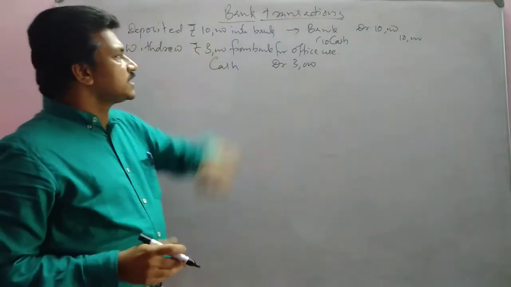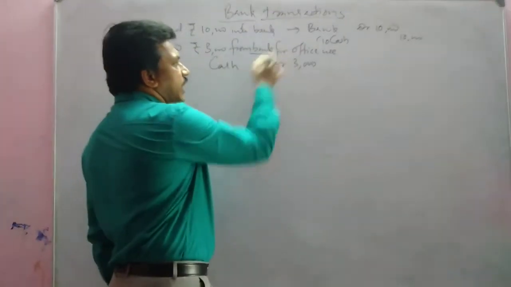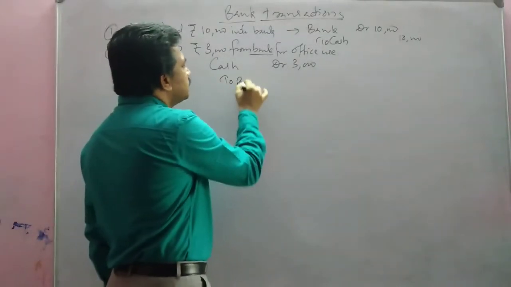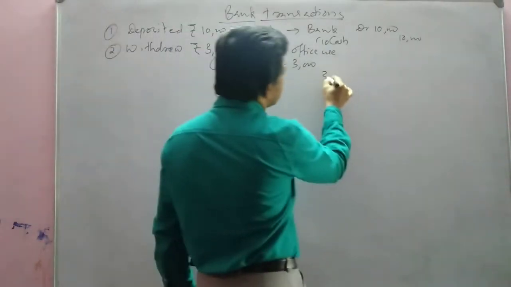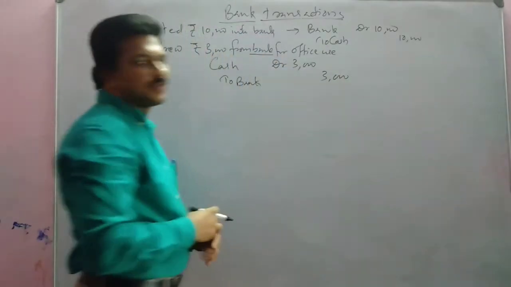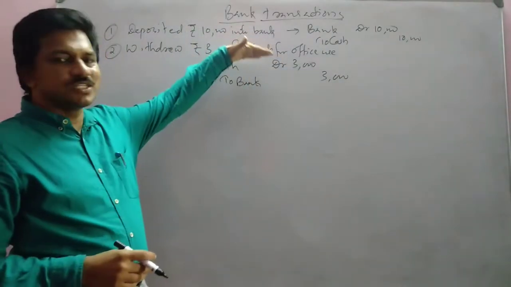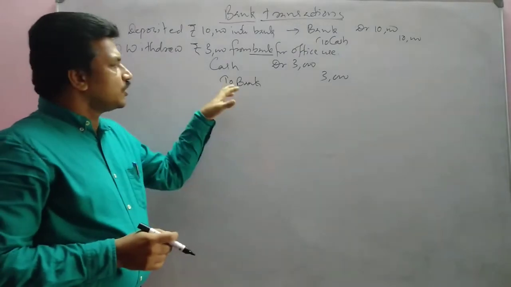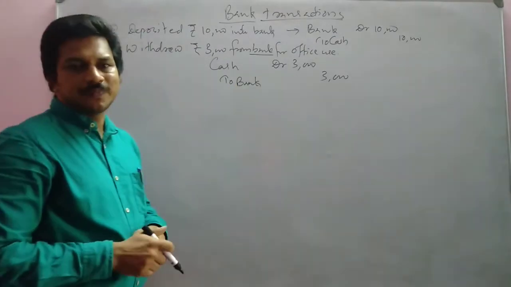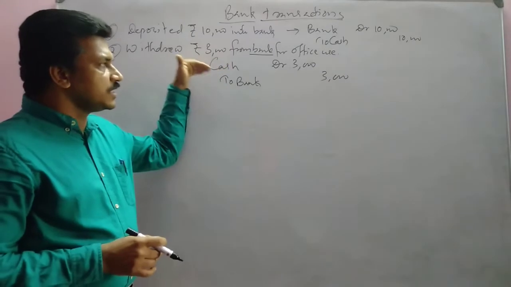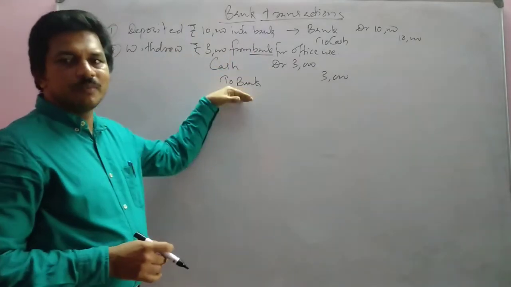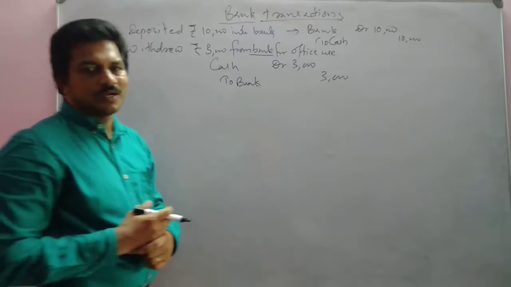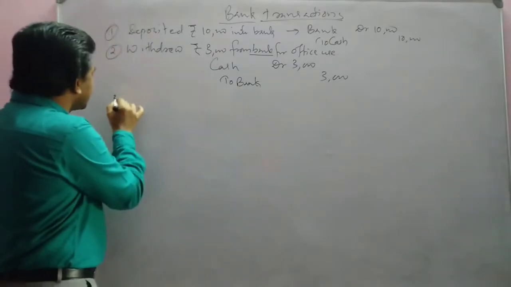And who gave that? The bank gave that. Bank is a person, credit the giver. So we write To Bank 3,000. Or we can say that the money in the bank decreases, so we credit the bank. Cash comes in, so debit what comes in, and the bank is the giver, credit the giver.